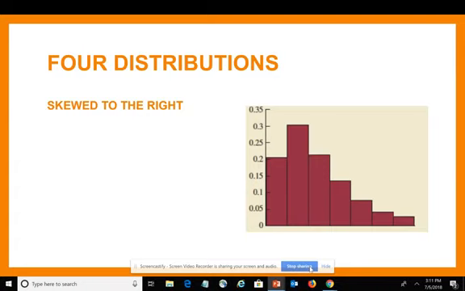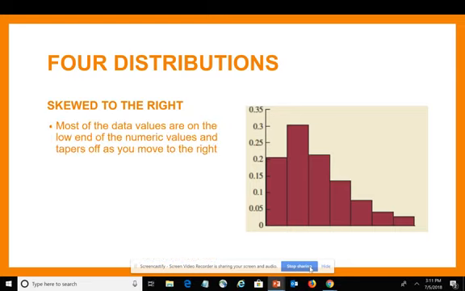The second distribution is skewed to the right. With a skewed to the right distribution, most of the data values are on the low end or the left-hand side of the graph, and then it tapers off as you move to the right. So it seems backwards to us because all of the values are clumped on the left, but the description is skewed to the right. That helps me remember it, that it's backwards to what I would think. It's sometimes also called positively skewed.